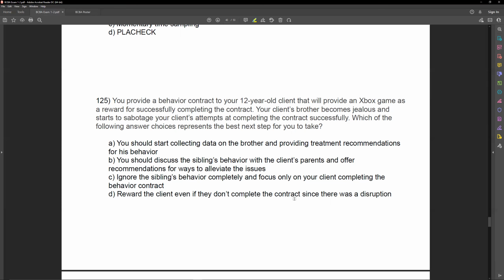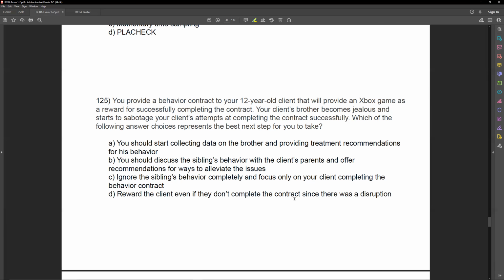behavior. If we're collecting data on the brother and providing treatment for him, we're taking away time from our client. All our recommendations, all our data needs to be in relation to our client. So be very careful about that. B, you should discuss the sibling's behavior with the client's parents and offer recommendations for ways to alleviate the issues.